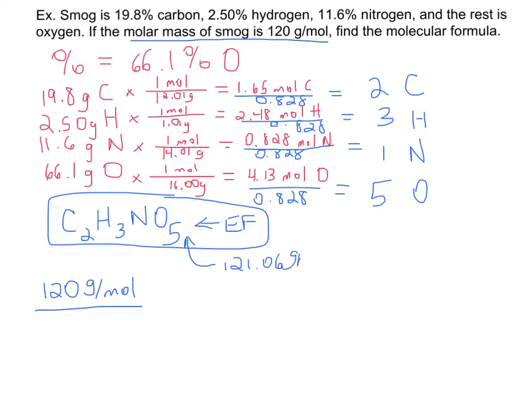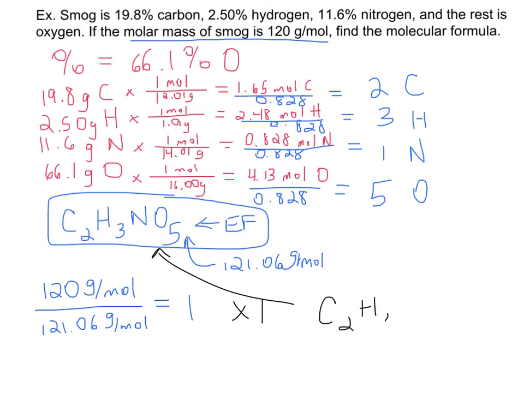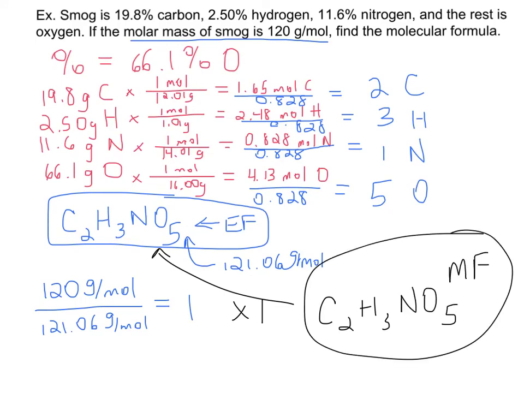and you should get 121.06 grams per mole. Okay, so we take 120 grams per mole, that's the molar mass of the compound, divide by the molar mass from the empirical formula, 121.06 grams per mole, and you should get something close to a whole number. In this case, we get something really close to 1. So then what you do is you take this empirical formula and you multiply every element in that empirical formula by 1, so you get the same thing. You get C2H3NO5. So that's also our molecular formula.